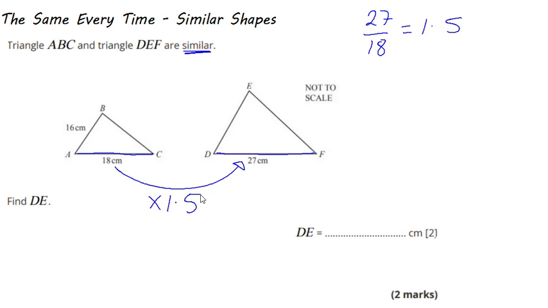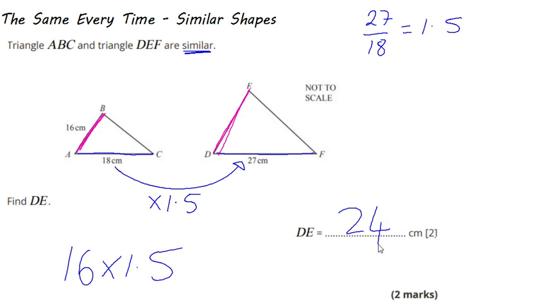So we want the side D to E. So what they're asking us for is the length of that side from D to E. Well, we have this side, which is the same side, and all we have to do to go from the smaller shape to the bigger shape is multiply by the scale factor. So 16 times 1.5. And that will give us our answer for 2 marks. So we get 24 centimeters for that one.